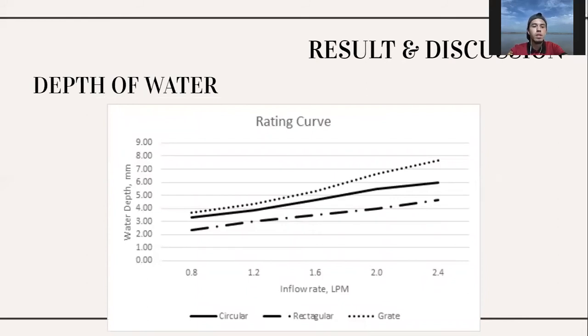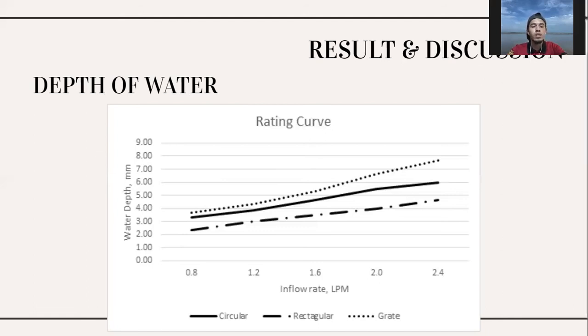What I can conclude is that the grid inlet got the highest water depth accumulated near the inlet, then circular and rectangular. This is because the position of the grid inlet itself is put on the ground, horizontally. So water would channel 100% through the inlet. Moreover, the opening size of the inlet was smaller compared to the others. So the capability and also the capacity for the water to flow through it is quite limited.